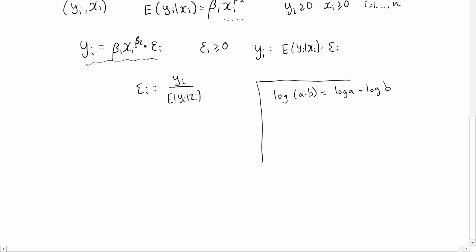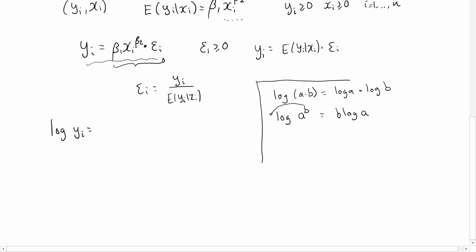That works also if you have the log of a product of 3 terms. So log of a times b times c is log of a plus log of b plus log of c. And the second log term we need is log of a raised to b. Then this b goes in front, so it's b times log of a.